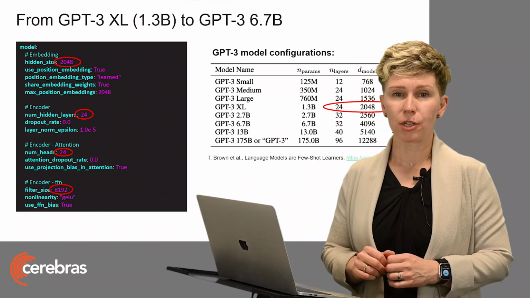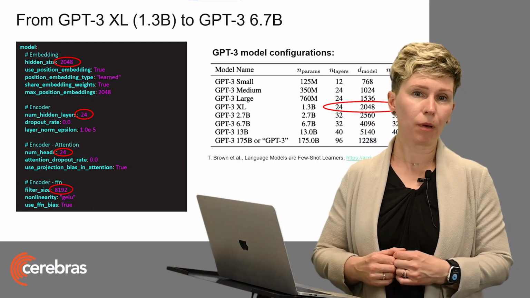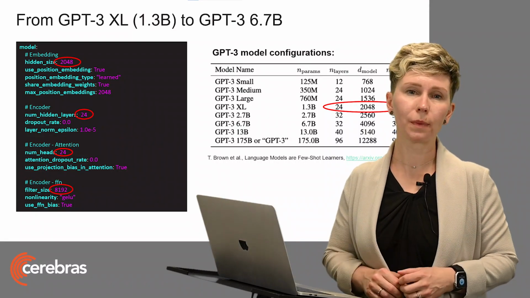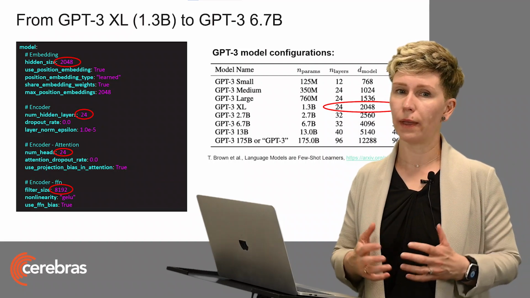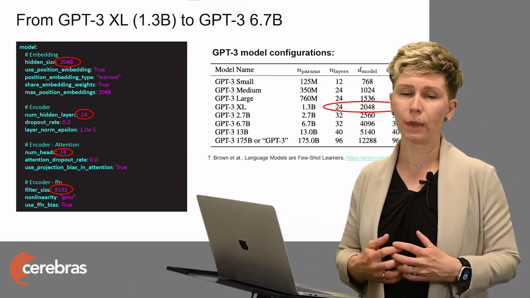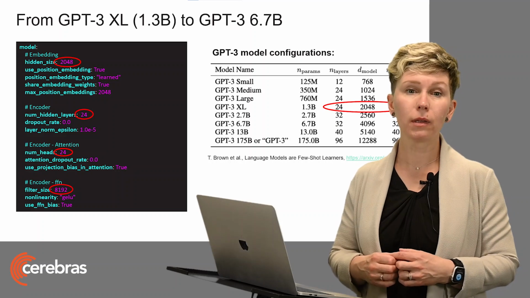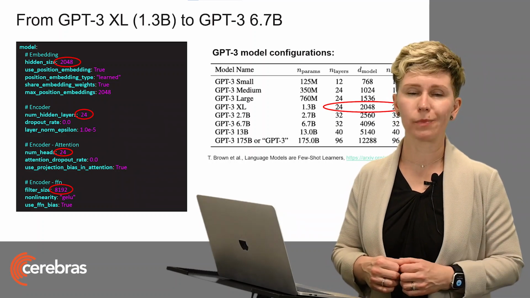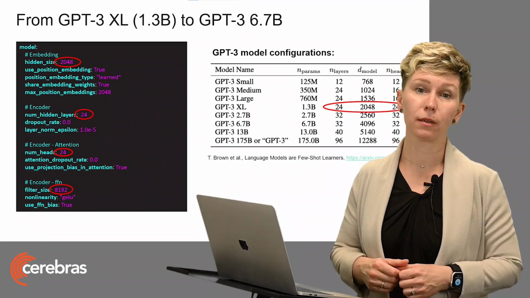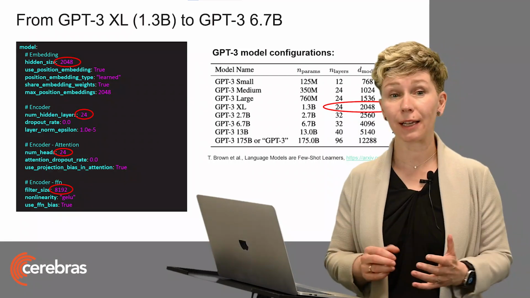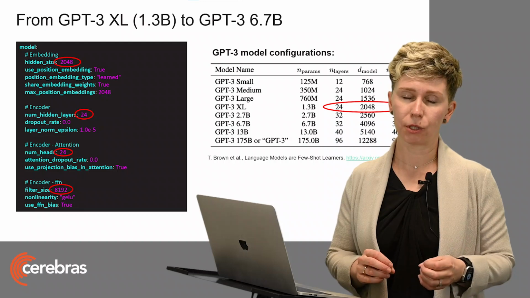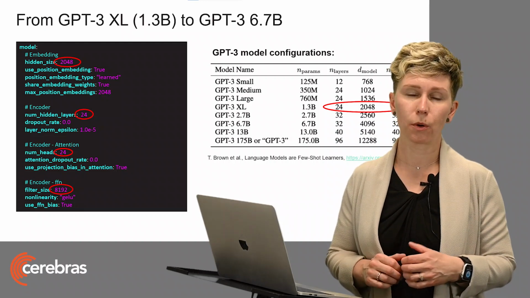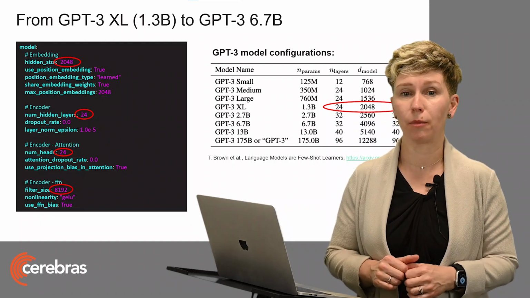On this slide, I show on the right-hand side a table which is taken from the original OpenAI paper on the GPT-3 model. It lists all the configurations of that model that the OpenAI team has tested, including the 1.3 and 6.7 billion parameter models that we've started training today. On the left-hand side, I show the YAML config file, which we've looked at and which we changed today in order to switch from the 1.3 to the 6.7 billion parameter model.